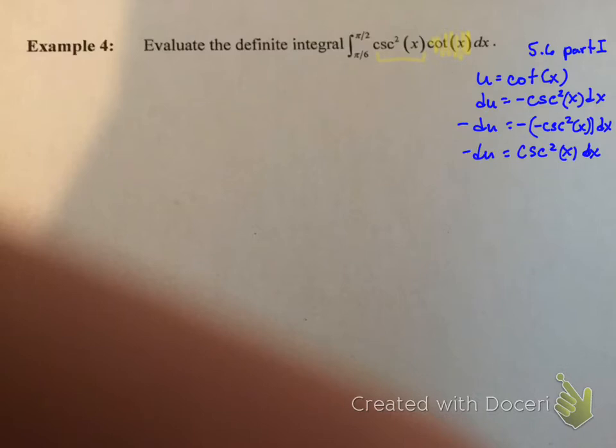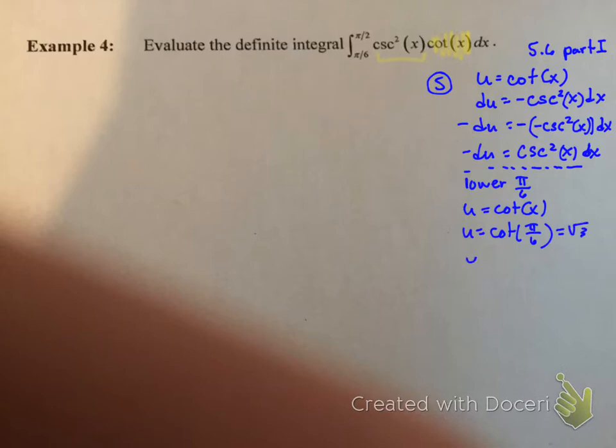The other thing I have to do is, remember, we're doing substitution here. We have to substitute for the lower and the upper limit. So let's do the lower limit first. The lower limit was pi over 6. We said that u equals cotangent x, so u equals cotangent at pi over 6. By the way, this is 30 degrees. So cotangent at 30 degrees equals radical 3.